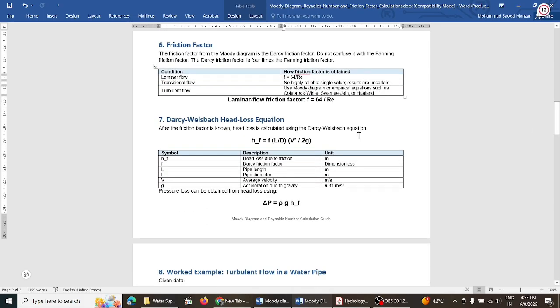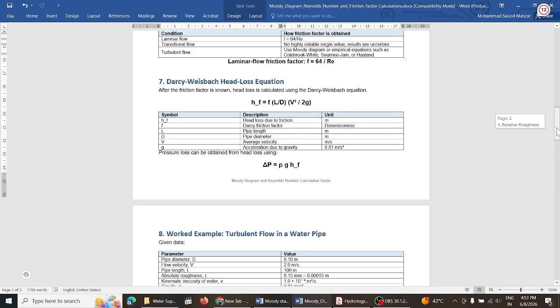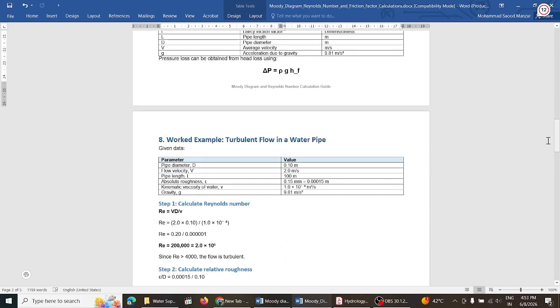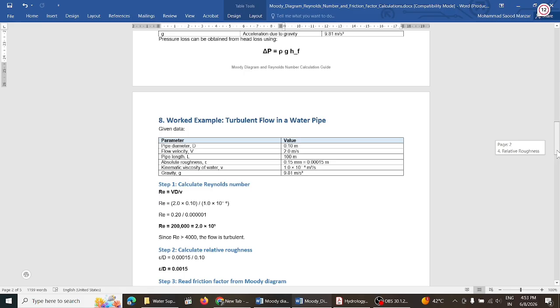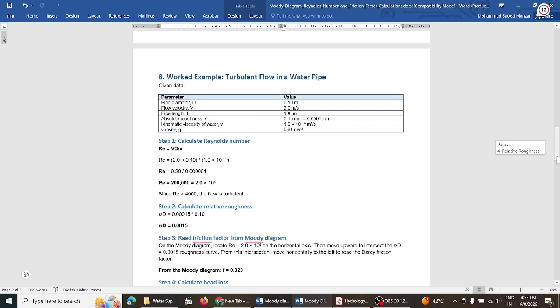Okay, now these equations can also be used to find out the head loss within the pipe, where we assume the pipe is circular in nature. Okay, now these are some examples. The pipe diameter is given, the velocity is given, length is given, absolute roughness is given, kinematic viscosity is given, gravity is given. So using the equation, first of all we'll find the Reynolds number, and then you will see if it is turbulent, laminar, or transitional.